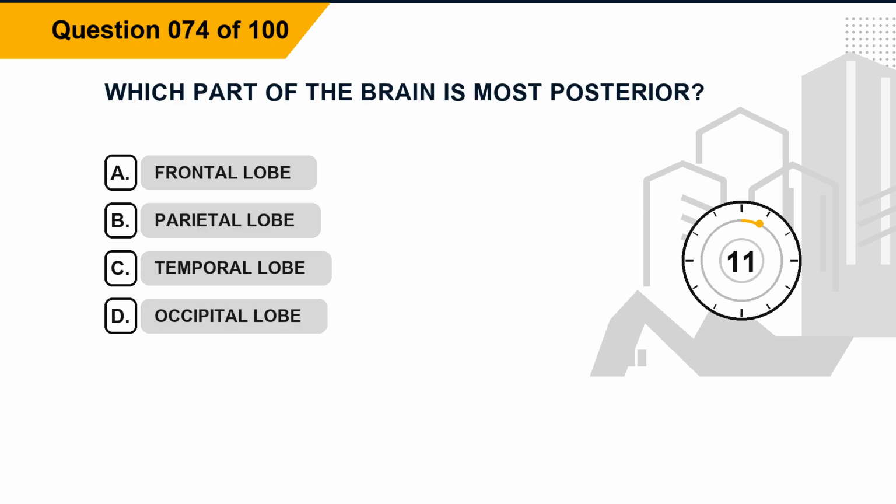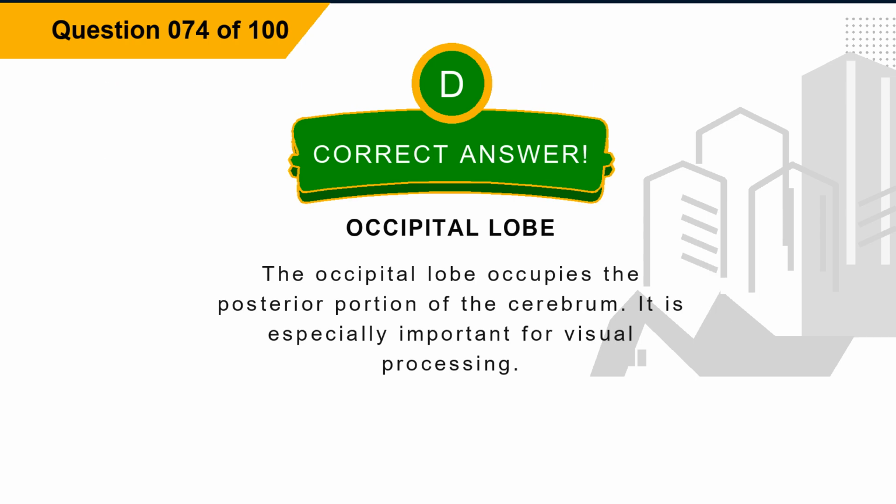Question 74. Which part of the brain is most posterior? Option A, frontal lobe. Option B, parietal lobe. Option C, temporal lobe. Option D, occipital lobe. The correct answer is option D, occipital lobe.